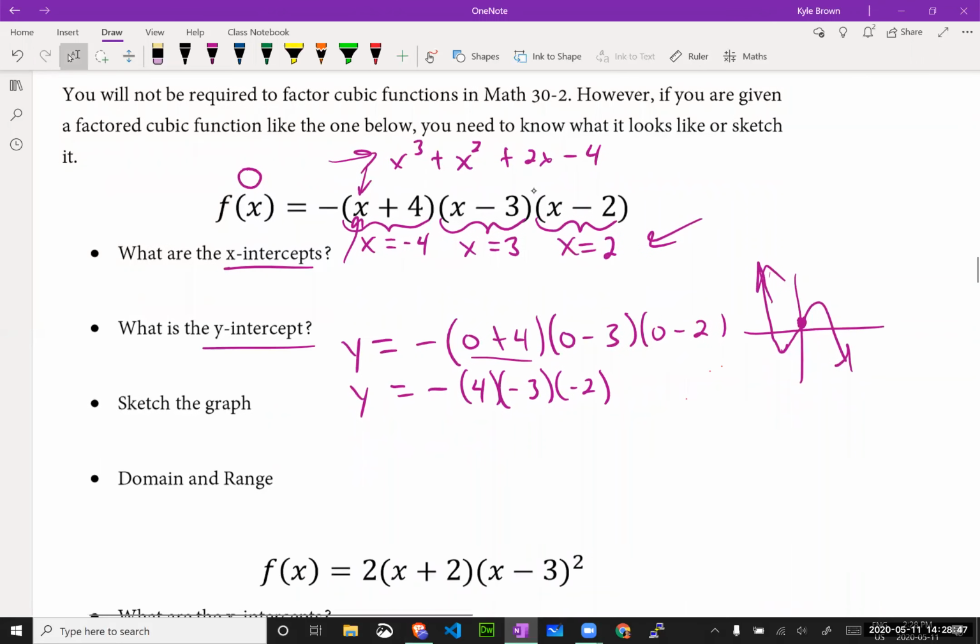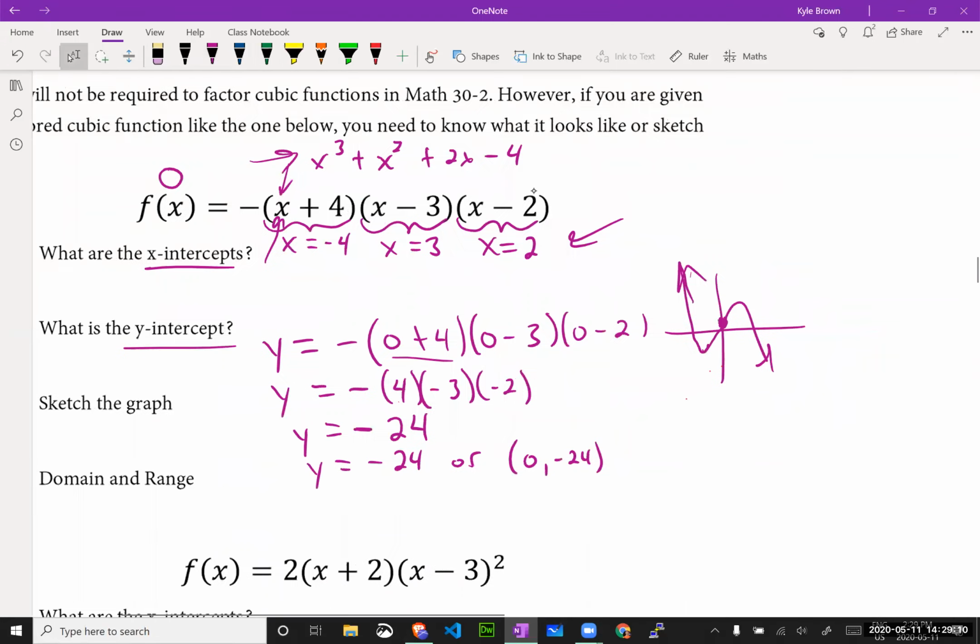So just careful with your negatives here. So we're going to have, I'll just tack this negative on the front for a second. 4 times negative 3 times negative 2 is going to be positive 24, and then that negative was still tacked on the front. So this thing is going to cross at negative 24, or the point 0 comma negative 24. So my picture was terribly wrong, right? It would cross down here somewhere.